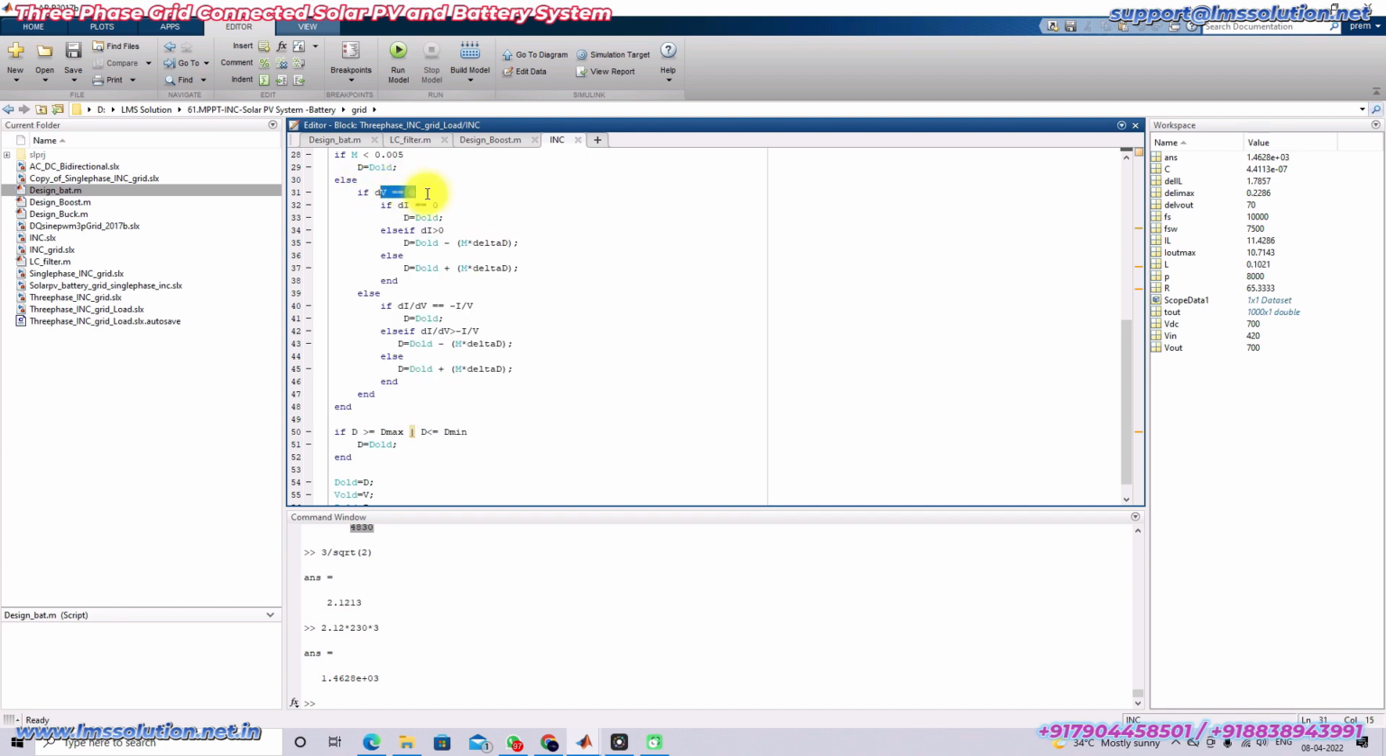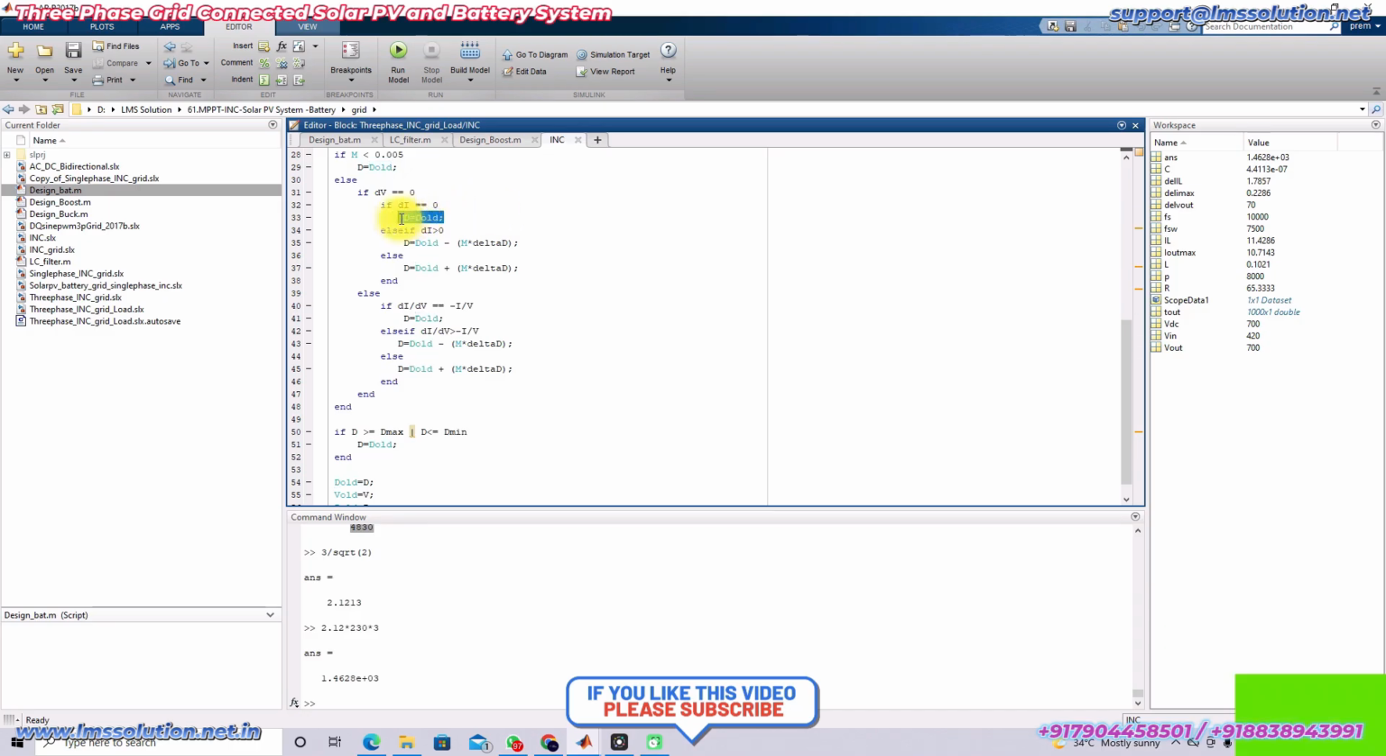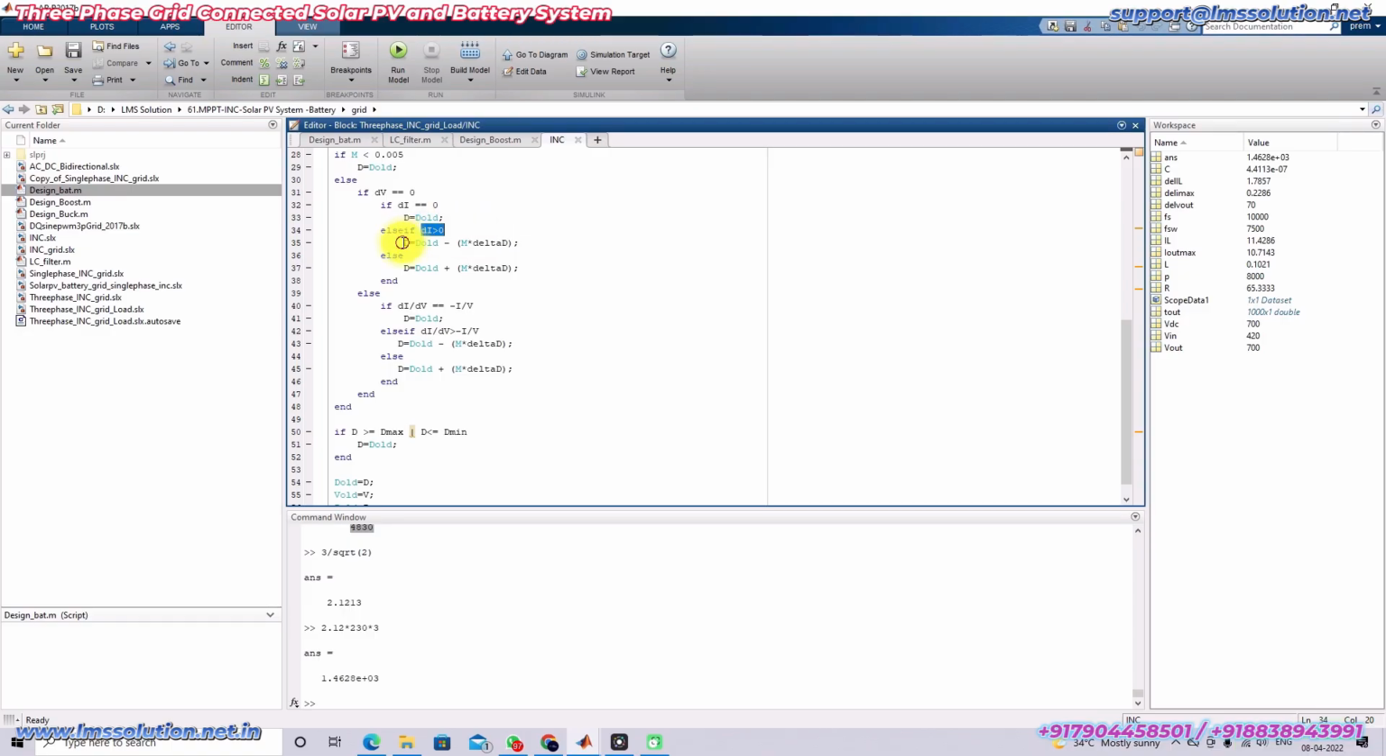Here we compare whether the change in voltage is equal to 0 or not. If the change in voltage is equal to 0, then you check whether the change in current is equal to 0 or not. If both conditions are true, that means the PV is already operating at the maximum power point, so you maintain the current duty cycle, which is equal to the old duty cycle. If this condition is not true, we check whether the change in current is greater than 0. If the change in current is greater than 0, we decrement the duty cycle. If the change in current is less than 0, we increment the duty cycle, in order to bring the PV panel to the maximum power point position.